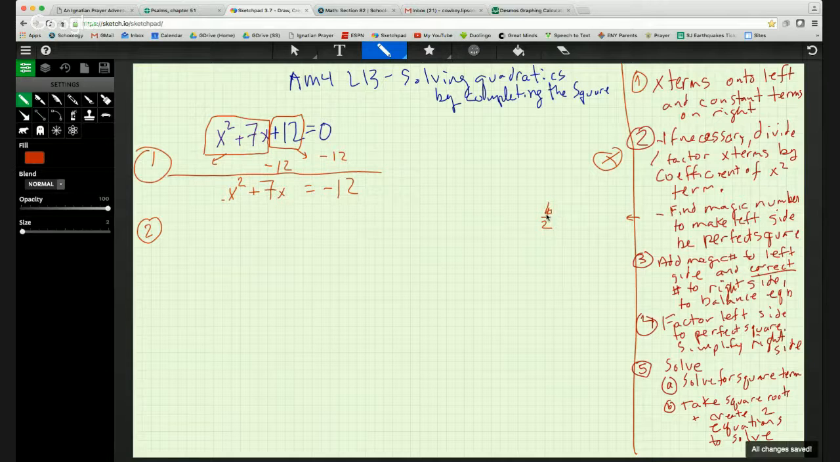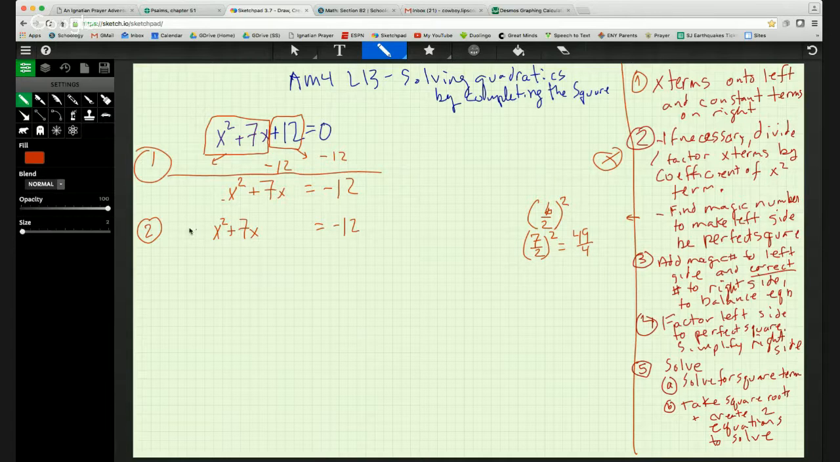So a half of b, which in this case is 7, and then we're going to square it. The middle number, the second number, squared divided by 2 squared. So in this case, we get 7 over 2 squared, which is equal to 49 over 4. So we say x squared plus 7x equals negative 12. And to both sides, we need to add this term.